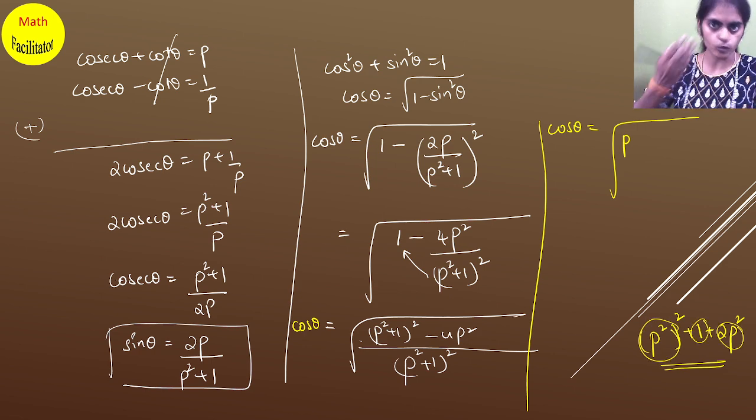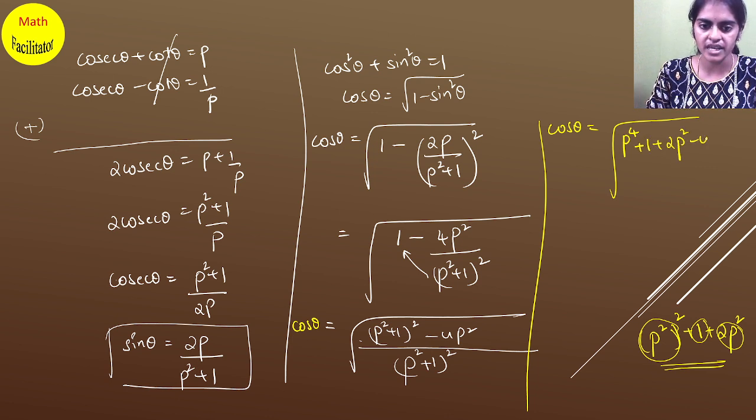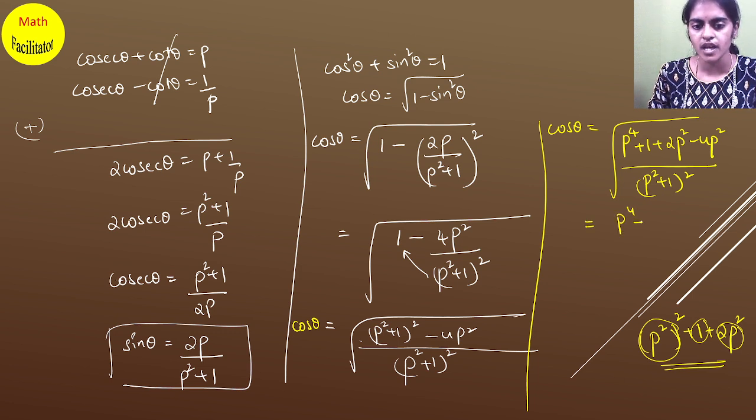Did you all understand? Do it in your books now. It is a plus b whole square, so a square plus b square plus 2ab. So P power 4 you will get. P square whole square is P power 4, plus 1, plus 2P square, minus 4P square, whole divided by P square plus 1 whole square. Now I can write this again as P power 4 minus 2P square plus 1, because 2P square minus 4P square is minus 2P square, whole divided by P square plus 1 whole square.